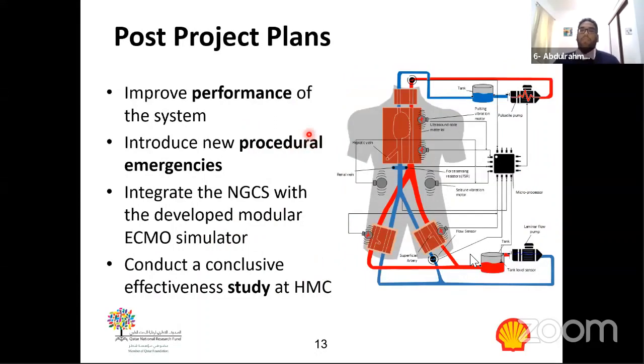For post-project plans, we intend to improve the performance of the overall system. We also intend to introduce new procedural emergencies like seizure mode and tachycardia. We're also working on integrating the next generation cannulation simulator with a full environment, which includes the ECMO machine as well and other things. And we would like to conduct a conclusive effectiveness study at HMC in order to assess how effective this simulator is at teaching.